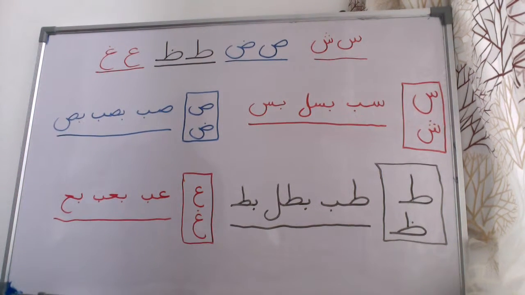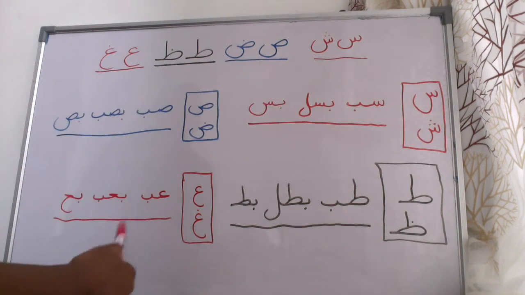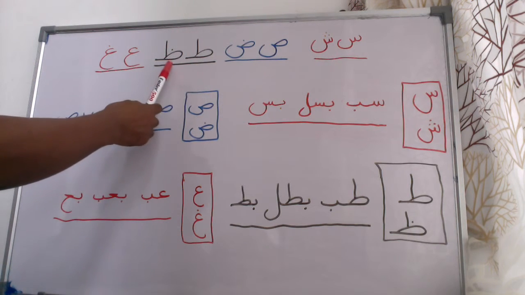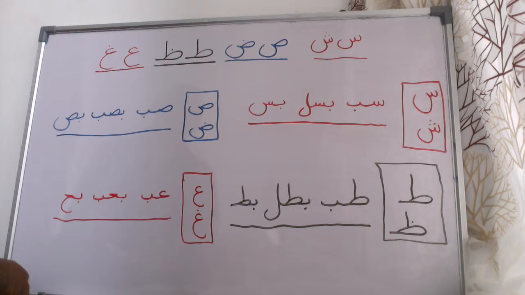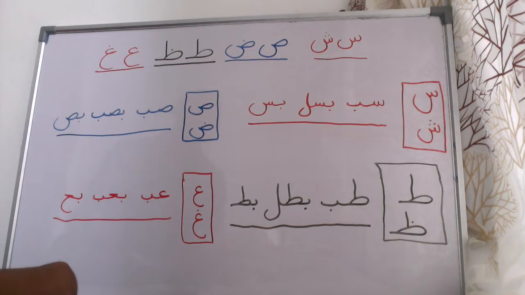Okay, now we have four other groups of letters, which are the sin, shin, sad, dad, ta, dha, and ayn and ghayn.